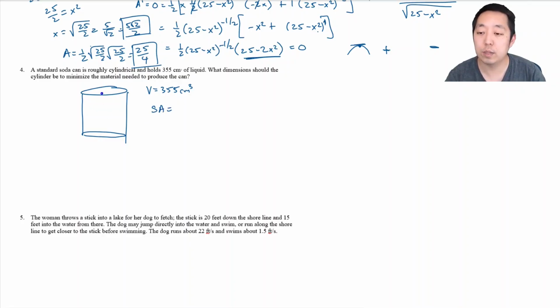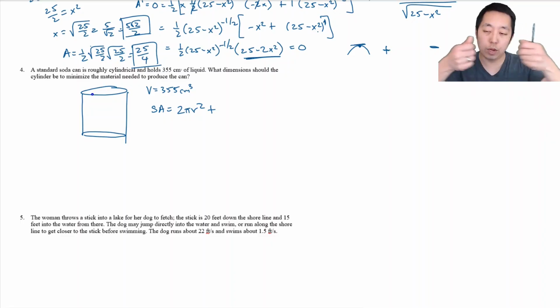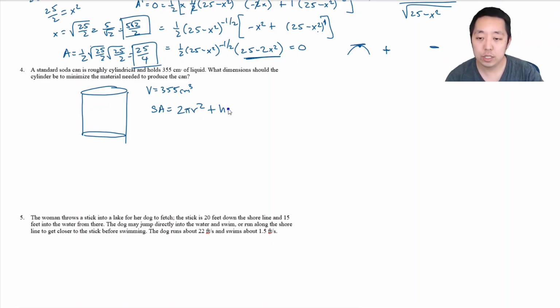And the surface area is made up of 3 pieces. It's made up of 2 circles and the lateral area. So each circle has an area pi r squared, and there's 2 of them. So it's 2 pi r squared plus the side here. If you unroll the cylinder into a flat sheet, it will look like a rectangle, with height h, and length would be 2 pi r, the circumference of the circle. Okay, so this is the surface area, and this is what I want to minimize, right? Because the less material I need to make the cylinder, the cheaper it would be.